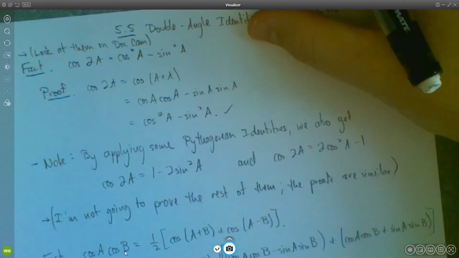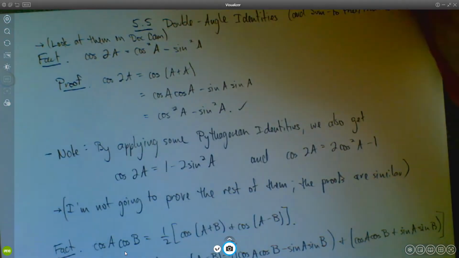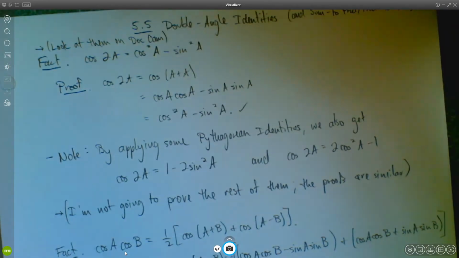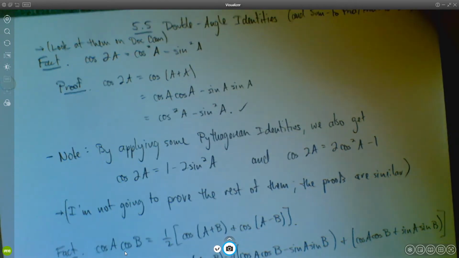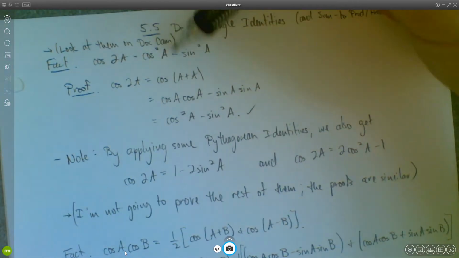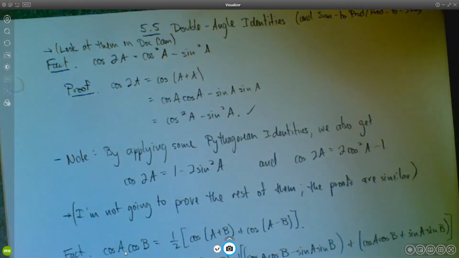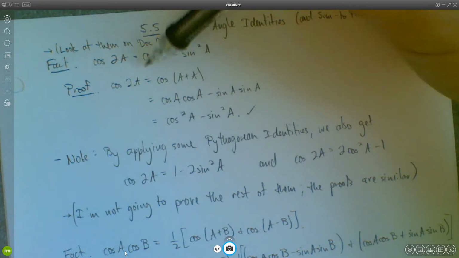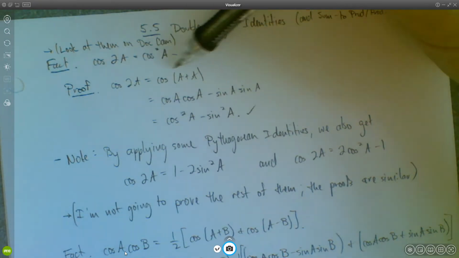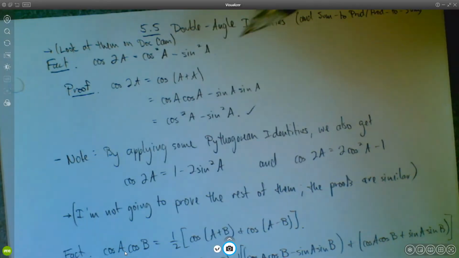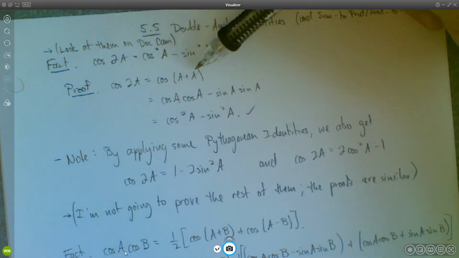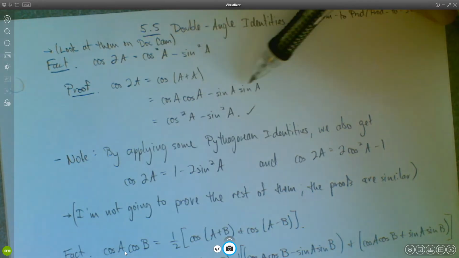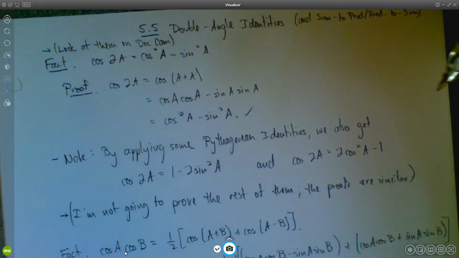Okay, so double angle identity for cosine. These just come from the sum identities for sine and cosine. So cosine 2a turns out to be cosine squared a minus sine squared a. We can prove this by saying cosine 2a is just cosine of a plus a, and then you apply that sum formula. And sure enough, you get cosine squared minus sine squared.